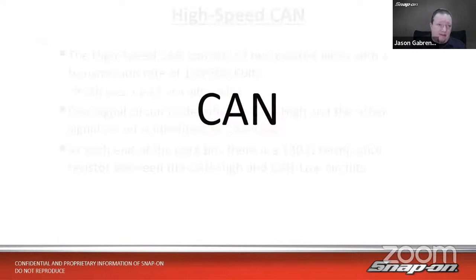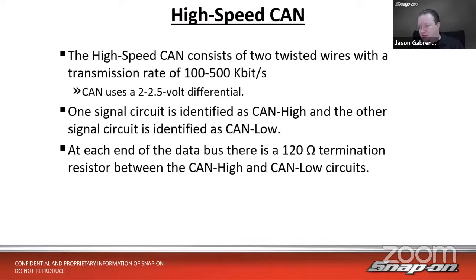Then we get to CAN. CAN is probably more of the prevalent network that's out there, especially nowadays, pretty much 06 and newer, give or take. 06 and newer is where they started to transition to making it mandatory in the US anyways. Over in Europe, I think it was a little longer. Basic high-speed CAN is going to consist of two twisted wires with a transmission rate of between 100 to 500 kilobits per second.